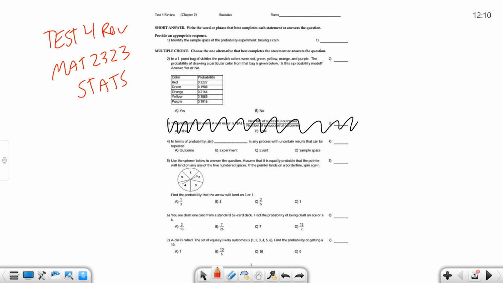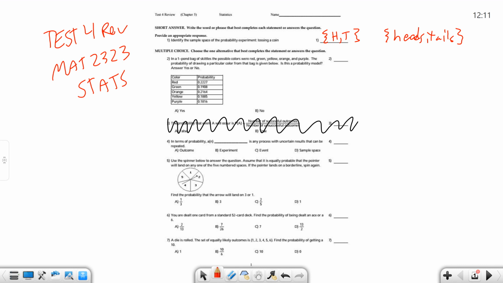Identify the sample space in the probability experiment tossing a coin. You toss a coin, you have a set, and in that set you either have heads or tails. It may have heads written out and tails written out, but that's all you have, heads and tails. There's nothing else that you can get, all right? So that is your solution set.